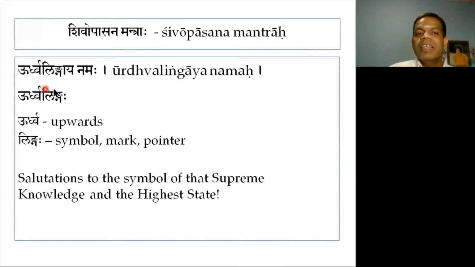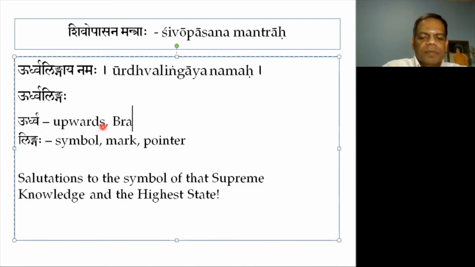Urdhva Lingaya Namaha. So it's Urdhva and Linga. Urdhva, we have already looked at, upwards. I have just given a meaning, but you all know it's Brahman, Brahman itself. Maybe I should put the word Brahman because we have already discussed it. The highest being. Lingaha is symbol, mark, or pointer. It symbolizes that Lord.